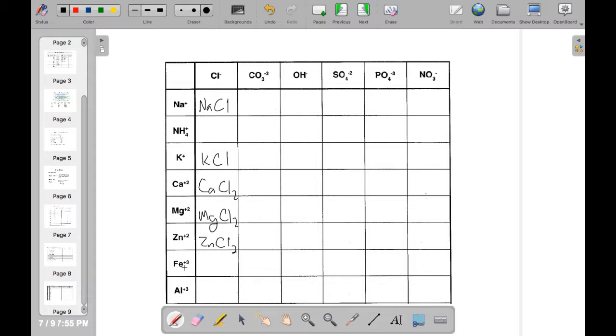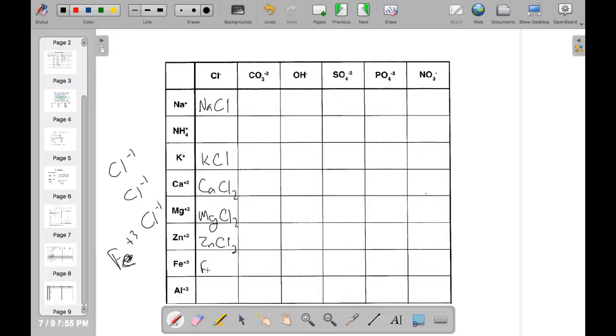Wait a minute. This is an iron plus 3. It's an iron cation with a 3 charge. So it's an iron atom that has lost 3 electrons. Well, I could have 1 chloride come in. That's not going to work. I could have another chloride come in. That's only going to be minus 1 plus minus 1 is minus 2. Let's have a third one come in. Minus 1, minus 1, minus 1 is minus 3.